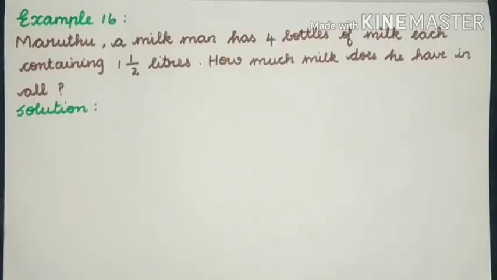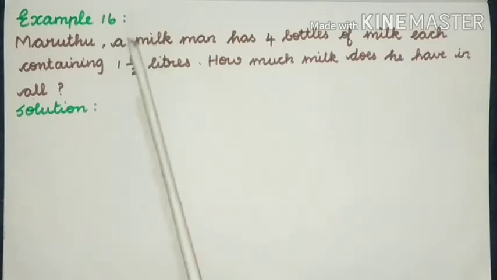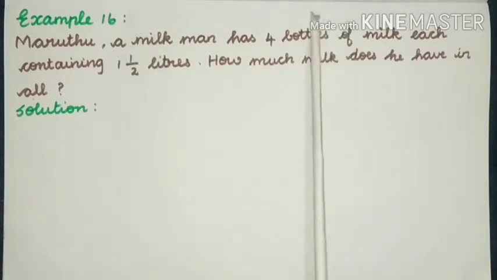Example 16. Marudu, a milkman, has 4 bottles of milk, each containing 1.5 liters. How much milk does he have in all? See here, the given question is a milkman has 4 bottles, each bottle containing 1.5 liters of milk. It is nothing but one bottle containing 1.5 liters of milk. We have to find it for 4 bottles.